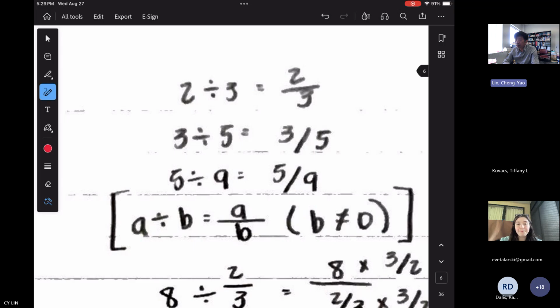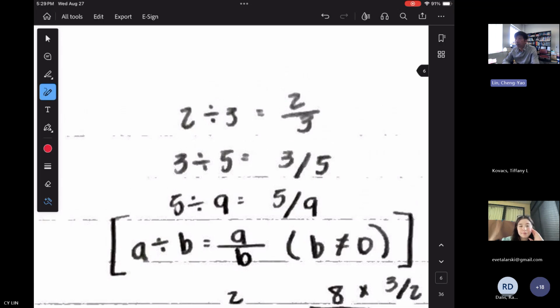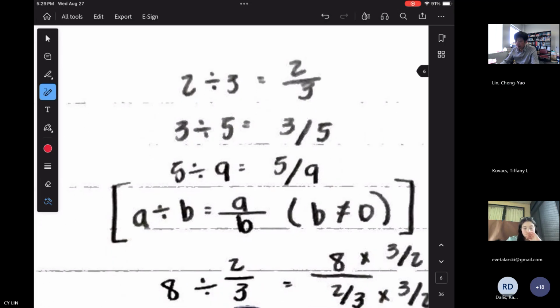If we say 2 divided by 3 is 2/3, make sense to you? Yes. If we have 3 divided by 5, I say it is 3/5. Yes or no? Same thing. If I say 5 divided by 9 is 5/9. Yes or no? If I have A divided by B, we can say A over B. B is not 0. Yes or no? Yes. All right.